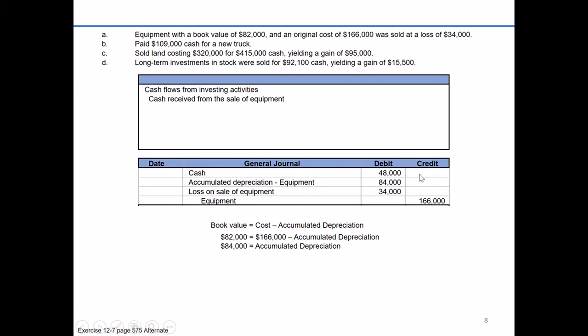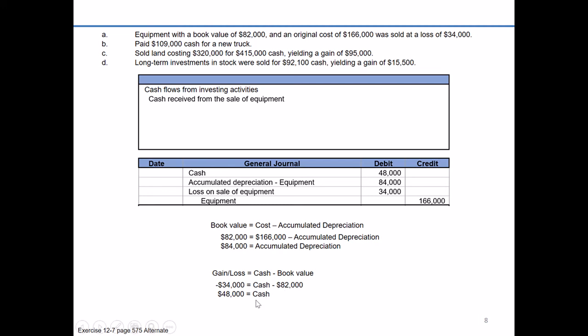That seems logical. We can also calculate it a different way, again going back to our concepts and saying a gain or loss on a sale of a plant asset is simply just our cash minus our book value. Again, plug in what we know and then figure out what we don't know. Our loss was $34,000. That's why I show this as a negative amount, $34,000. We don't know what our cash is, but we do know our book value is $82,000.